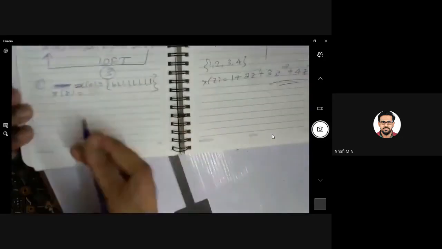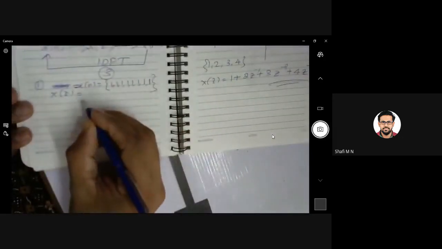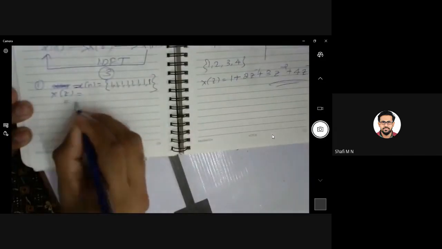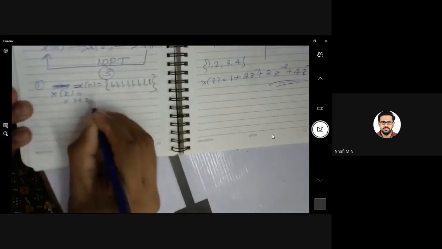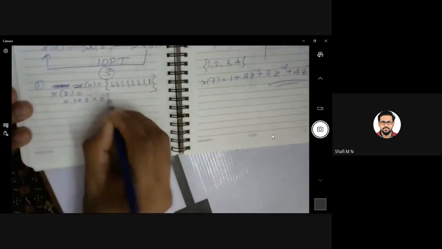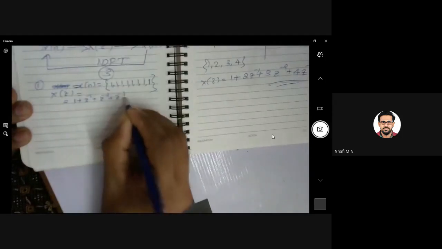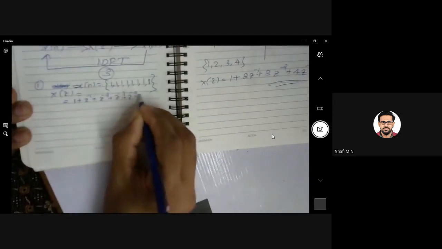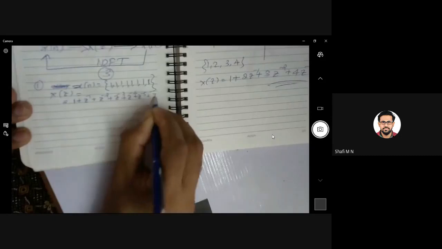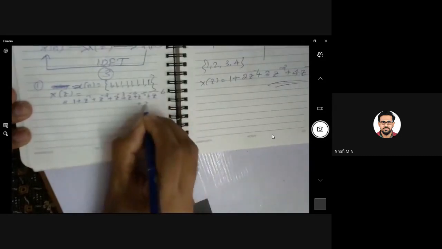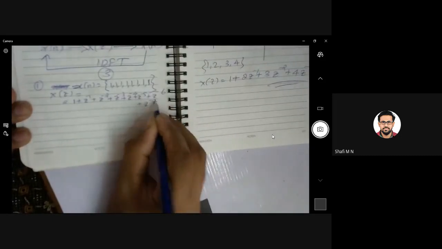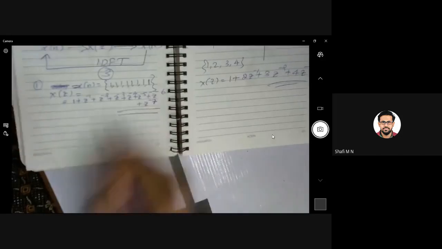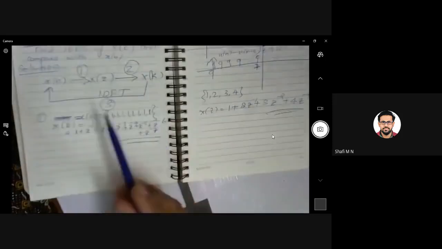Likewise, in our case, what is x of z? Our x of z is 1 plus z raised to minus 1 plus z raised to minus 2 plus z raised to minus 3 plus z raised to minus 4 plus z raised to minus 5 plus z raised to minus 6 plus z raised to minus 7. It goes up to 7. 0 to 7 are the values. So this is your x of z. We have completed the first step, we got x of z.